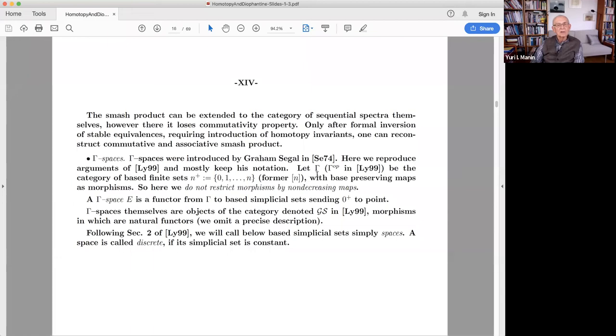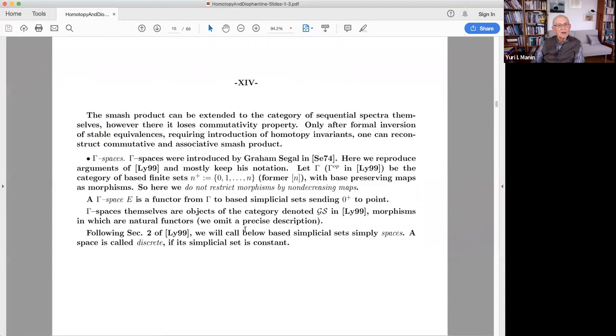Here, as in an expositional paper by Lydakis, we denote by gamma the category of based finite sets. Formerly, I denoted it n in square brackets. But now the morphisms in it will be just arbitrary maps preserving base points, sending each zero to zero, but not necessarily non-decreasing ones. And a gamma space E is a functor from this category gamma to based simplicial sets sending zero plus here to the point in simplicial sets, to the base point. And gamma spaces themselves are objects of the category which is denoted in this way in the paper by Lydakis. And morphisms are their natural transformations.